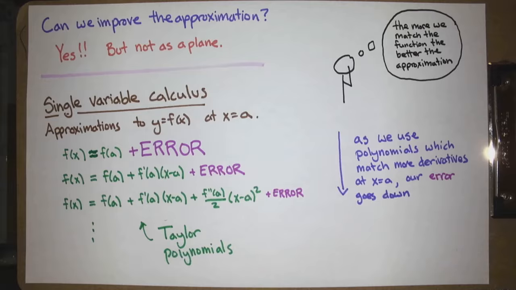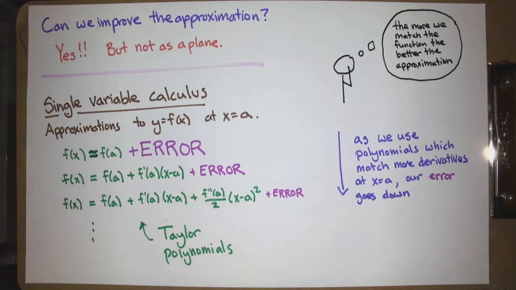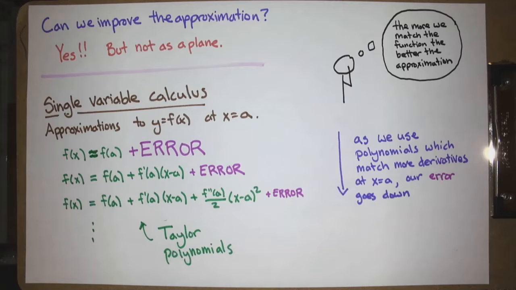So we start channeling our single variable calculus, put on our Calc 2 hats. We said, well, we can think of ways to do approximations to y equals f of x at x equals a. And the one thing we can do is just say, well, if I plug a into my function, I know what my function is at a. So if I'm close to a, I should be in that ballpark. So I could say f of x is f of a plus some error. And that error tends to be fairly large because it's not using a lot of information.